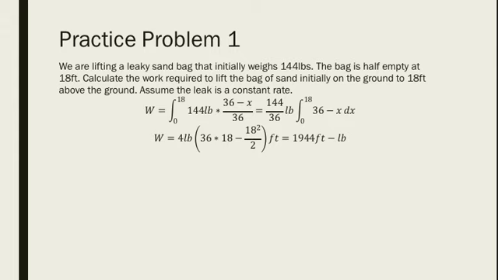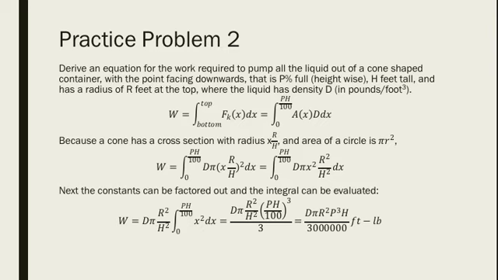Next, we can multiply out the constants, which in this case would be the weight, 144 pounds, divided by 36. Next, this equation is integrated and evaluated, and the result comes out to be 1,944 foot-pounds.